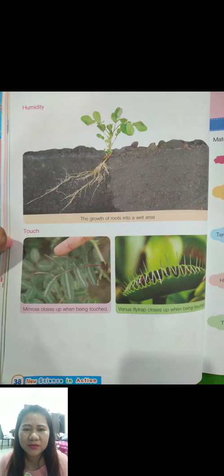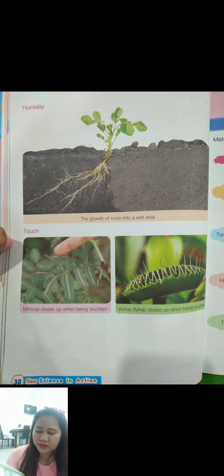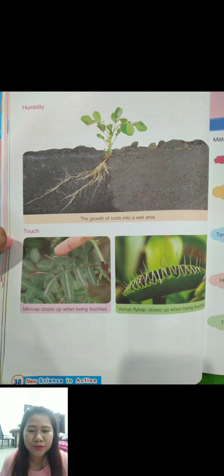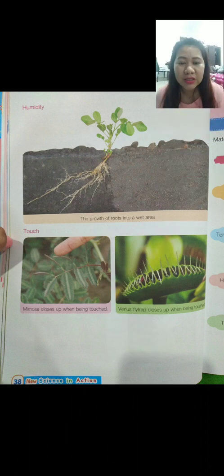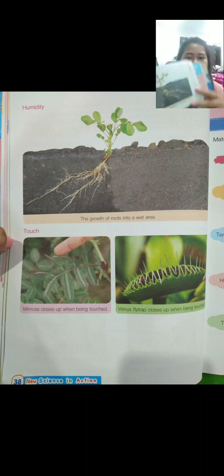So what about humidity? How plants respond to humidity. Look at this plant. Now please open your book, sorry, please open your book on page 38. Look at these plants. You see?